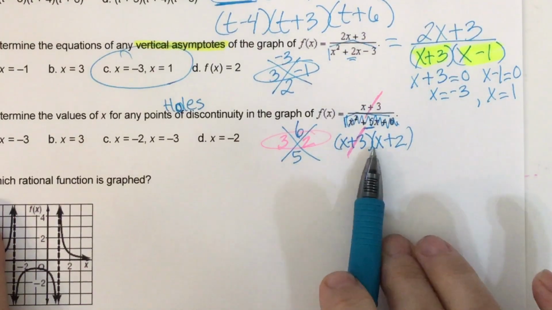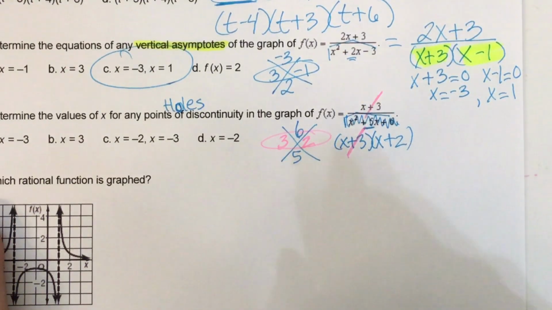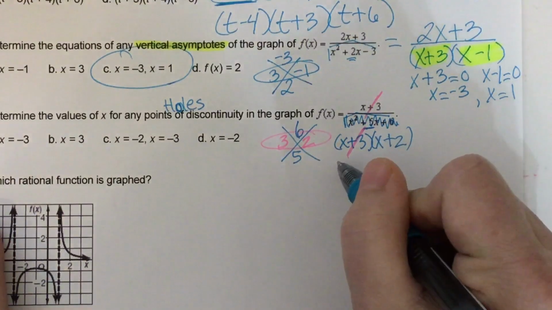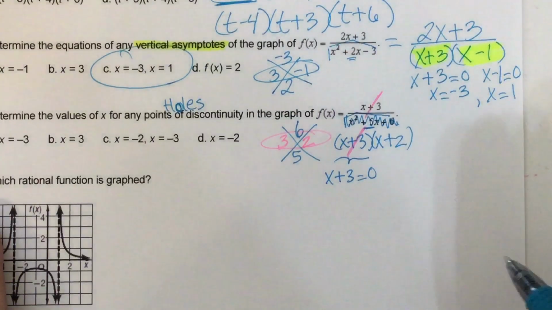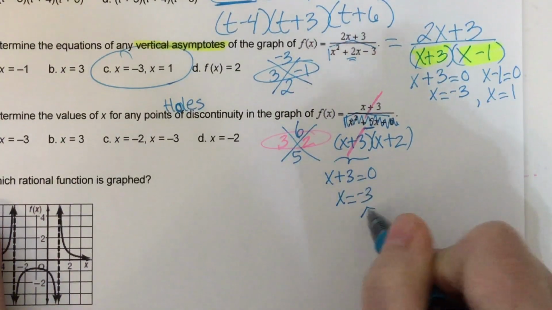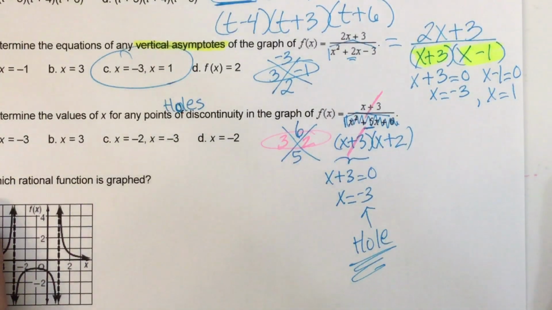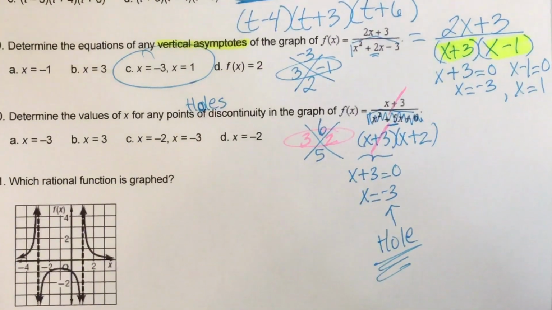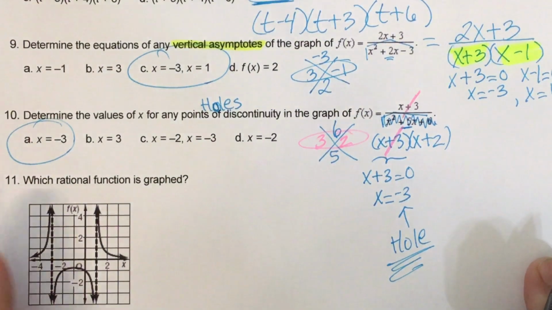Whenever you have a factor in the denominator that cancels with a factor in the numerator, that's where your hole comes from. So x plus 3, if I set that equal to 0 and solved it, I would get negative 3. That's where my hole takes place. Also known as the point of discontinuity. So x equals negative 3 is answer choice A, and that's my hole.